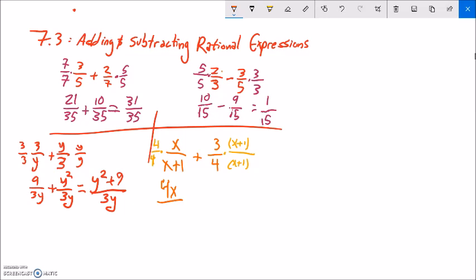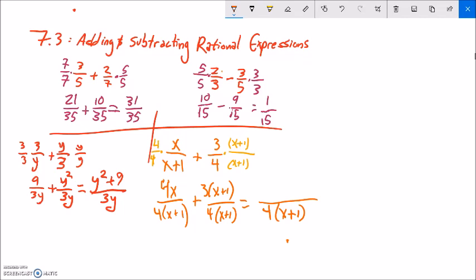And I'm not going to multiply this out. I'm just going to leave it as 4 times x plus 1. Plus 3 times x plus 1. And this denominator, 4 times x plus 1. So let me keep going from here. Now the denominator, it stays the same. It's my denomination. It's my unit. It's what I'm counting by. So this is just going to be 4 times x plus 1.